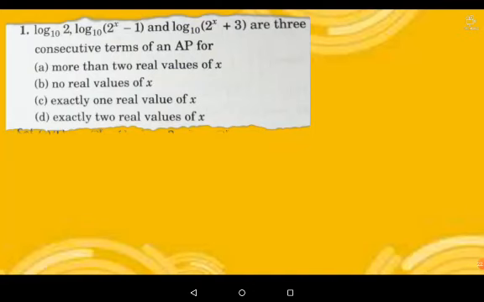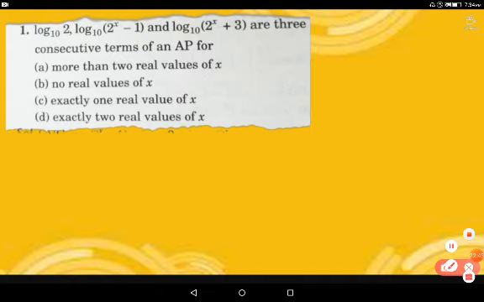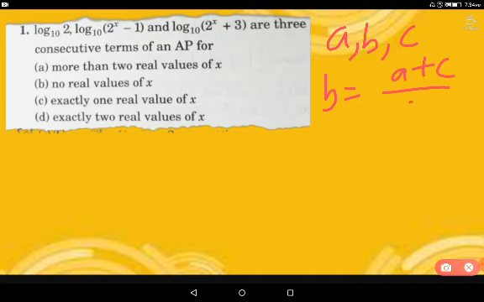This is the next question, and it is from mathematics. Log 2 to the base 10, log of 2 raised to x minus 1 to the base 10, and log of 2 raised to x plus 3 to the base 10 are the consecutive terms of an AP. So which among the options are correct? We need to find the value of x. It is a basic thing that you should know about arithmetic progression, that for consecutive terms a, b, c, b should be equal to the arithmetic mean, a plus c by 2. So we can apply this formula in this question.